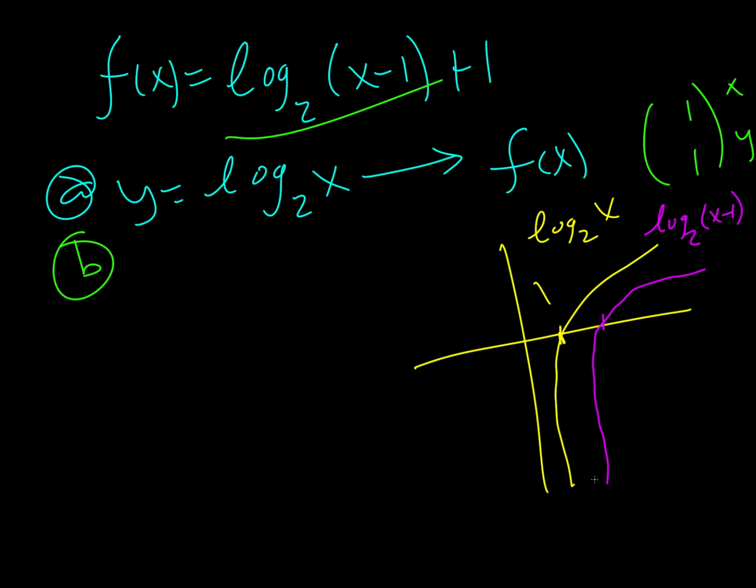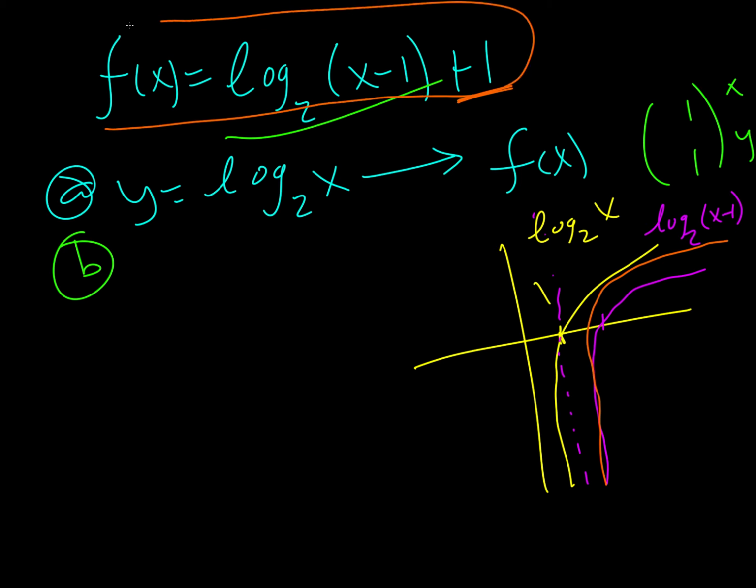Okay, and then the vertical asymptote would now be at 1. Then this plus 1 is going to shift it up 1. So it's going to have the same asymptote, but it's going to look like that. The x-intercept gets kind of messed up. It's going to be somewhere in between 1 and 2, but we don't know exactly what it is. But the thing graphed in orange is our actual function that we're going to be dealing with.